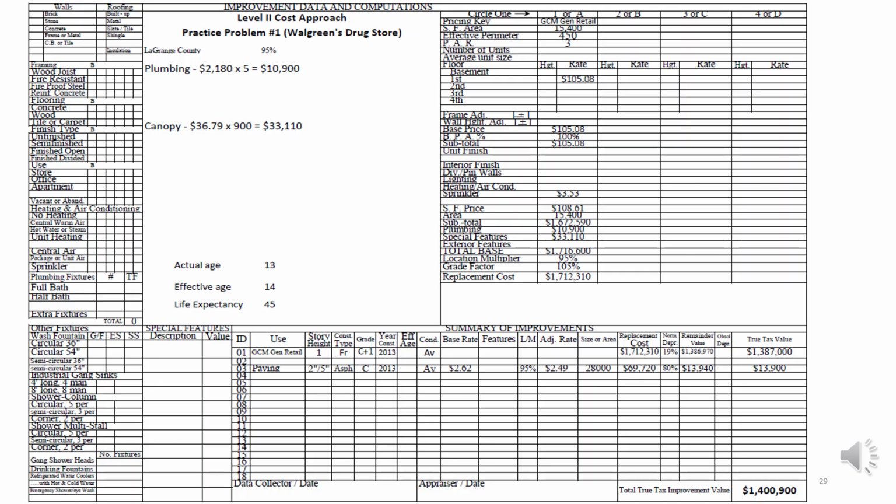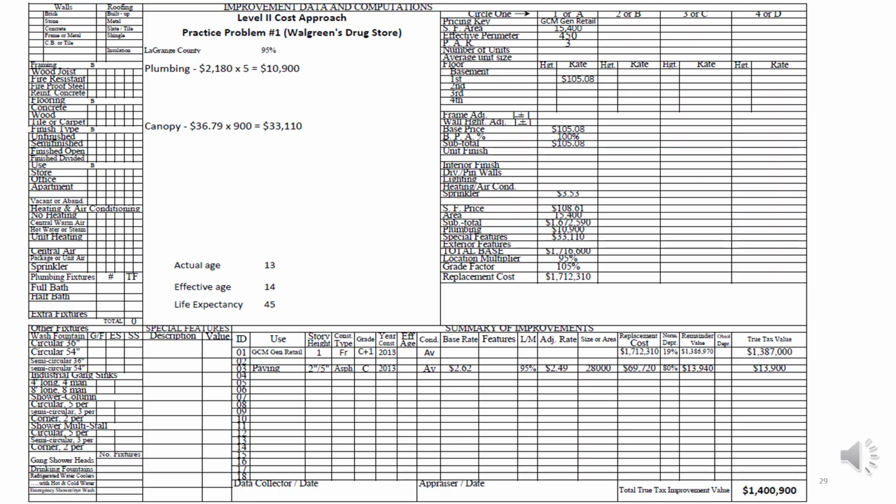Now let's go ahead and walk through the property record card to calculate our answer for practice problem number 1. Remember, you can use your sketch grid to make any notes or write down any information, make calculations that you find helpful and necessary. So at the top of the sketch grid, I'm going to go ahead and put down that I'm in LaGrange County and I have a 95% location cost multiplier.